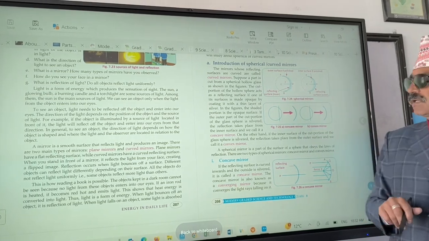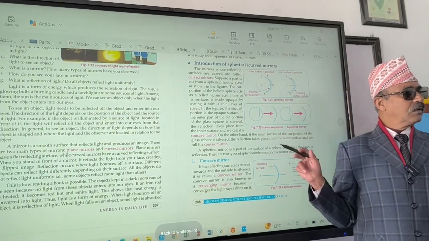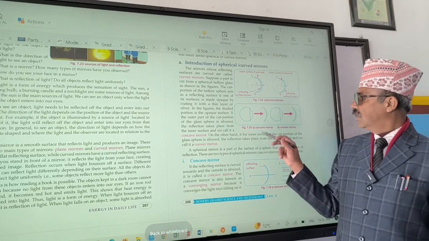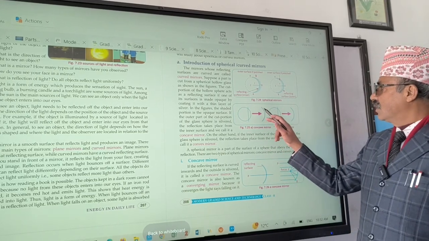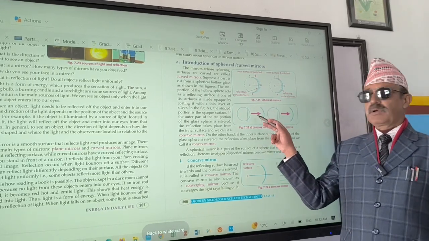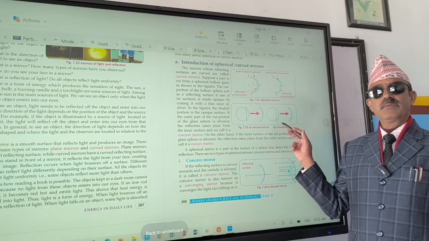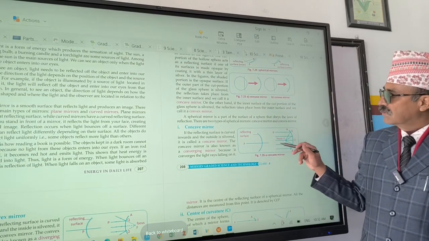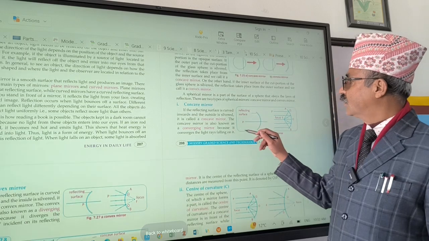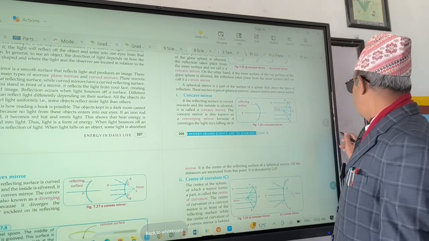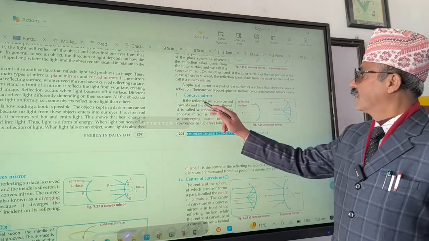How many types of spherical mirrors are there? Two types. What are they? Concave mirror, where reflection takes place from the inner part, right? Convex mirror, where reflection takes place from the outer part, right? So these things you have to remember. So, what is the definition of concave mirror?